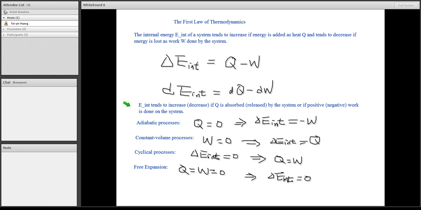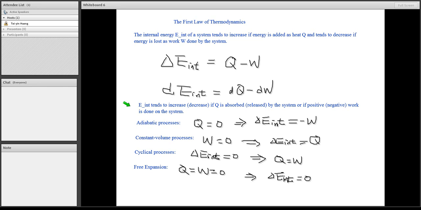Internal energy is also going to increase if positive work is done on the system. In other words, you have a system and you have, let's say, the environment. If the environment is doing positive work on the system, the system gains energy, as opposed to when the system does positive work. When the system does positive work, the internal energy decreases because the energy goes to do the work, so it's losing its energy. The internal energy of the system will be lowered if it does positive work. However, it will increase if positive work is done on the system.